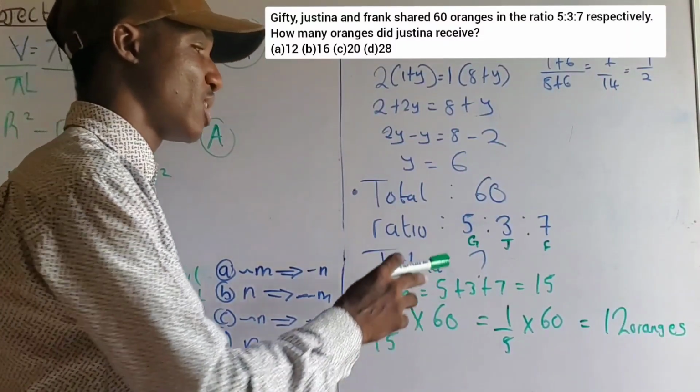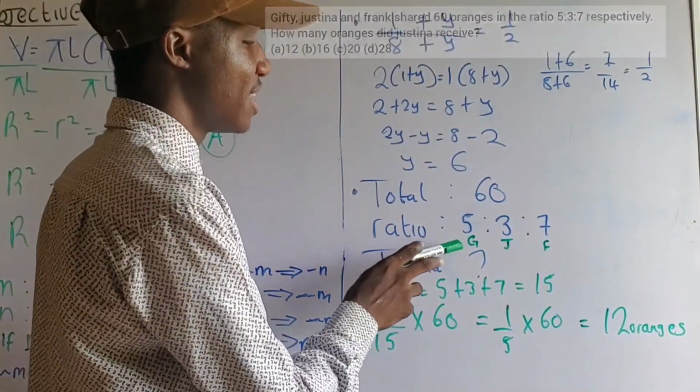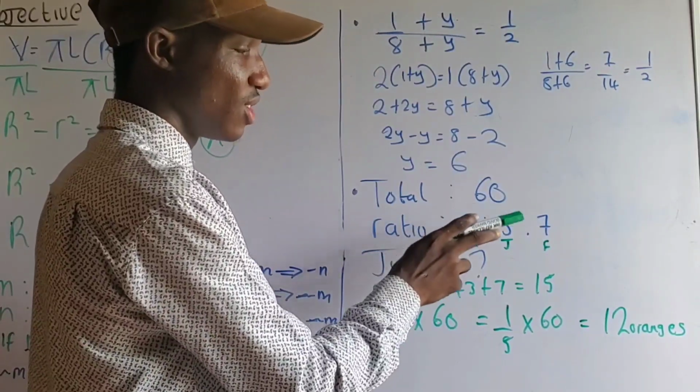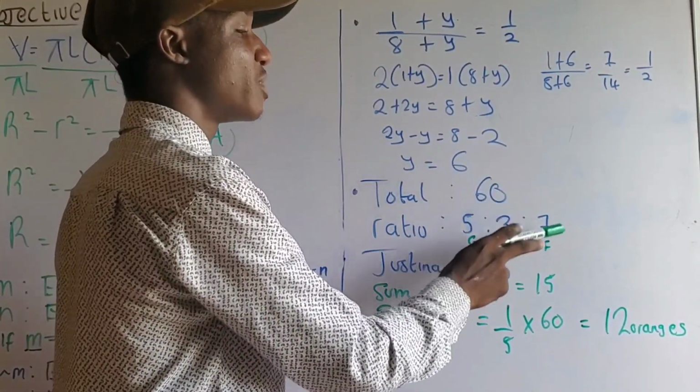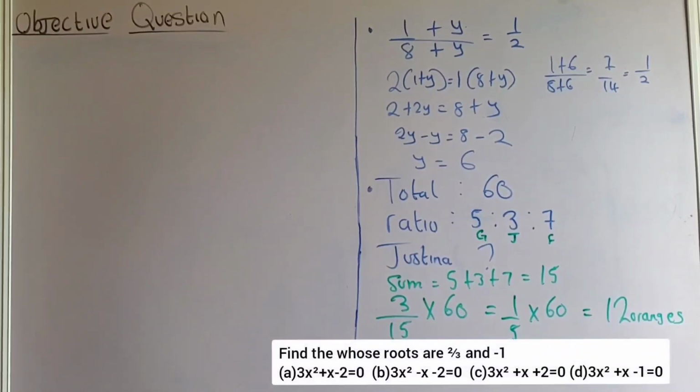Do you know the meaning of this ratio? Let me explain. This ratio means that if Gifty receives 5 oranges, Justina will receive 3 and Frank will receive 7. Let's proceed to the next question.